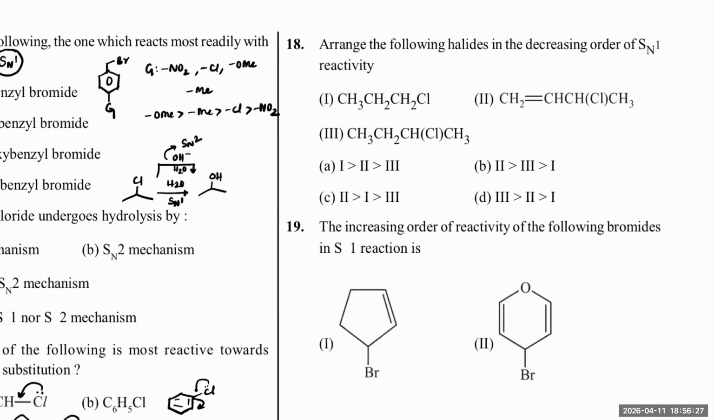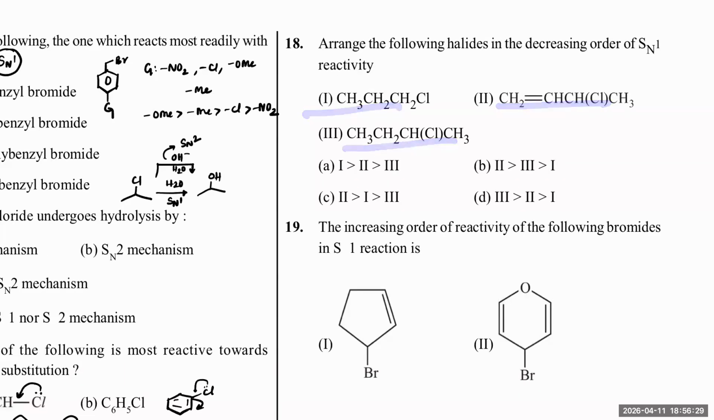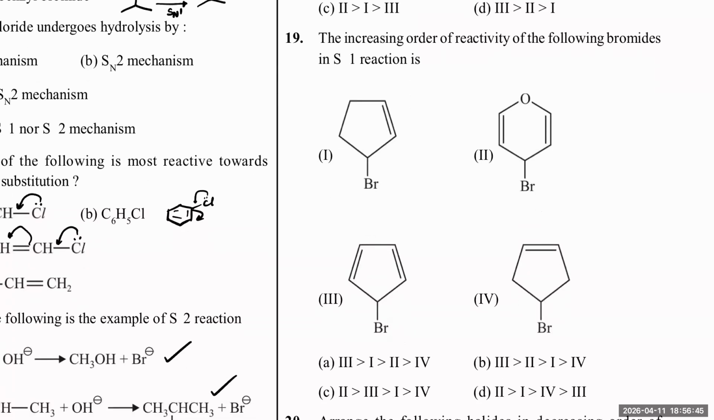SN1 reactivity is only on the basis of stable carbocations. So you can see here it is 1 degree, and here it is 2 degree allyl. Here it is only 2 degree. So definitely 2 degree allyl will make the more stable carbocation. So 2, 3, 1. Correct. So that is this one.